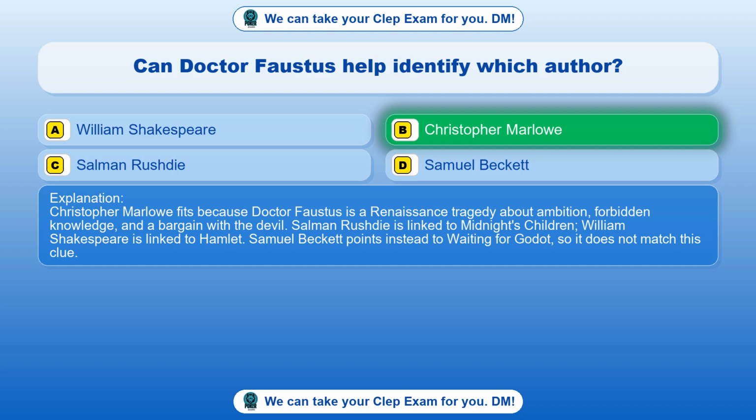Salman Rushdie is linked to Midnight's Children. William Shakespeare is linked to Hamlet. Samuel Beckett points instead to Waiting for Godot, so it does not match this clue.